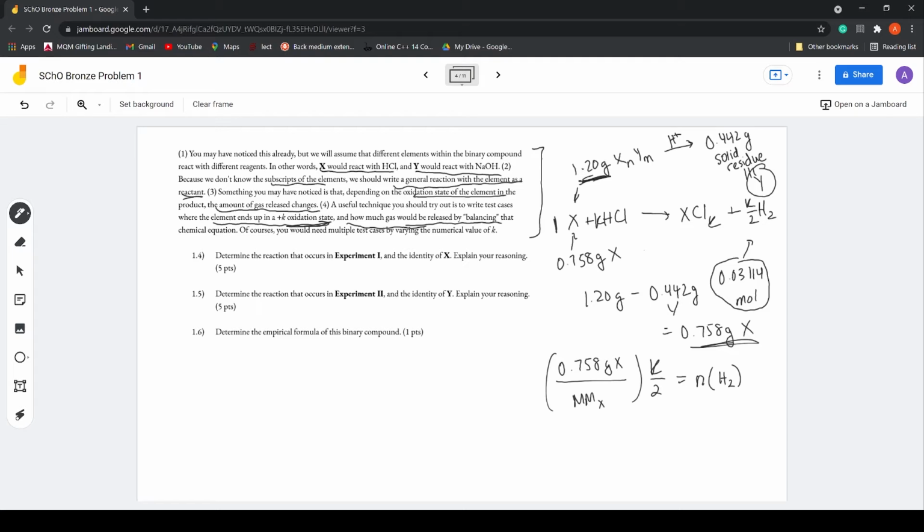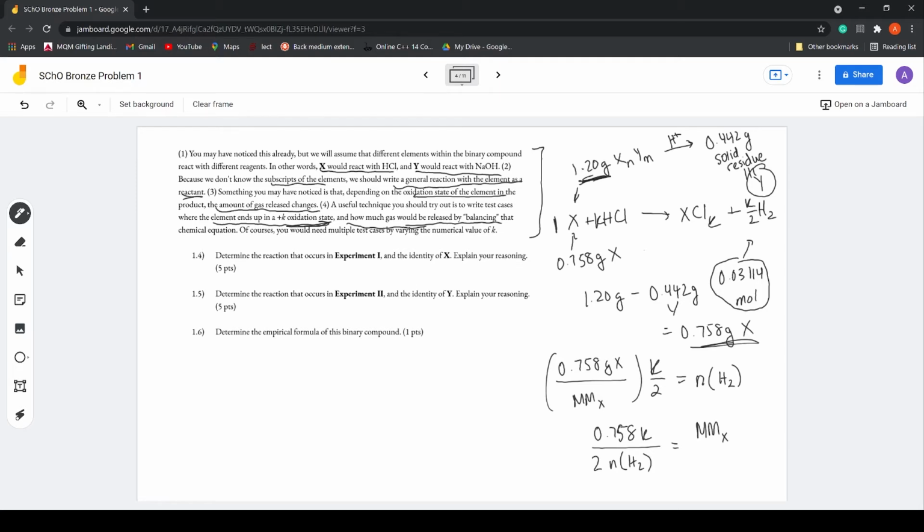So now we have an expression. Now what can we do? We can move this around a little bit. Say we rearrange it and solve for the molar mass of X. How can we do that? It's 0.758 times K/2 over NH2. I'm just rearranging this expression a little bit, and this gets us the molar mass of X. So what can we do now? We can try out a bunch of different Ks and see if any molar masses are reasonable.